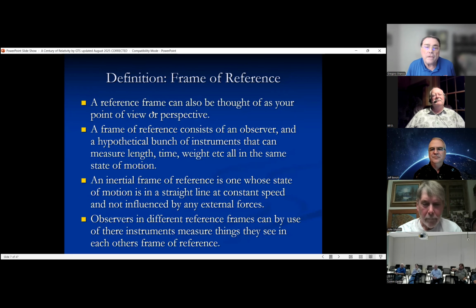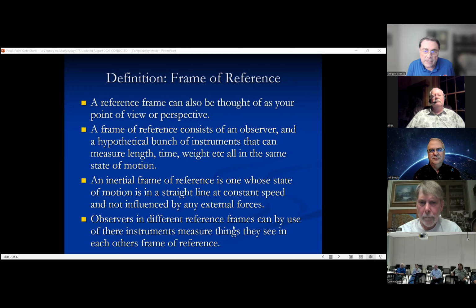So, frame of reference. Let's define what a frame of reference is. Now, this is a technical term, but it's your point of view or your perspective. The frame of reference consists of an observer and a bunch of instruments that can measure length, time, weight, etc., in the same state of motion. An inertial frame of reference is one in which the motion is in a straight line at constant speed and not influenced by any external forces.